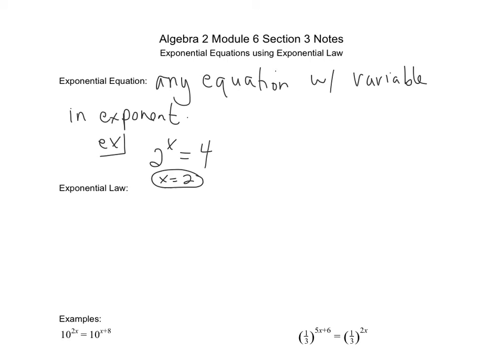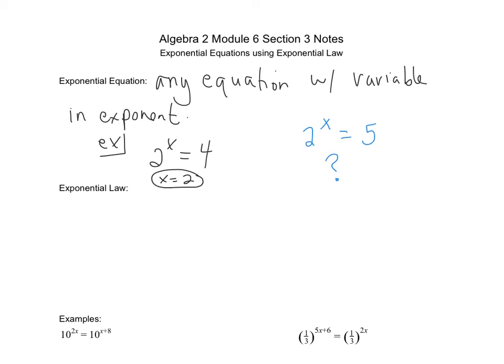Other ones are not so easy. If I have something like 2 to the x equals 5, well, 2 to what power would give us 5? That is actually not a nice number, because we know 2 to the second is 4, and 2 to the third would be 2 times 2 times 2, which is 8. So this x value is somewhere between 2 and 3. But for right now, we don't really have a method to solve that.